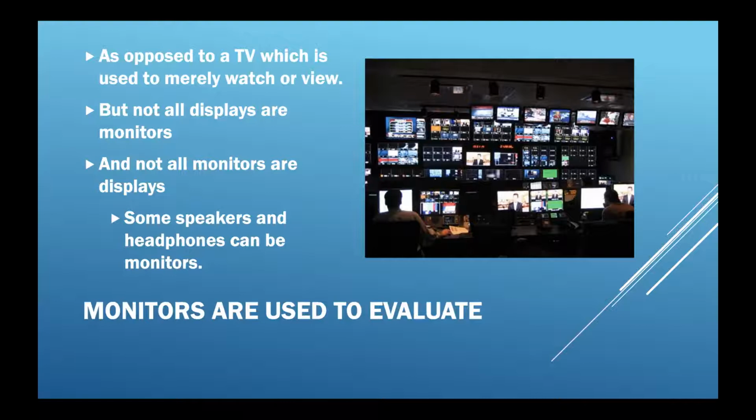If a director says, I want a monitor to look at something, you know it's a TV video monitor. If the sound person says, I need a better monitor, then they might need a speaker. You may want to ask, do you mean a speaker or a TV? That's just the confusions of the language, all right?